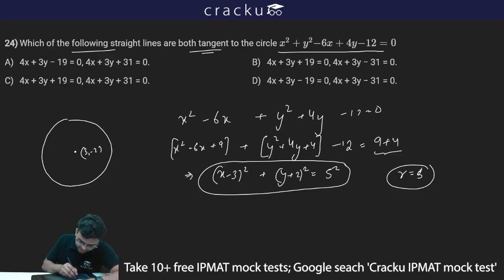Now we have to find out the equation of both tangents. Let's say from this point there are two tangents drawn. One is this, and let's say this is the second one. Now I know from this point 3 comma minus 2, this distance is 5 and this will be perpendicular. Also from 3 comma minus 2 to this point as well, this angle is perpendicular and this distance is 5 because it is the radius of the circle.